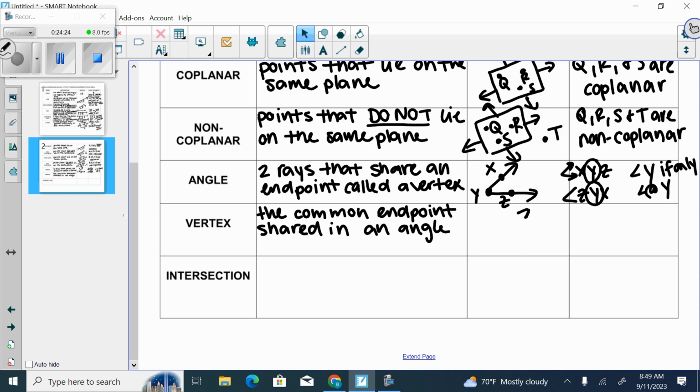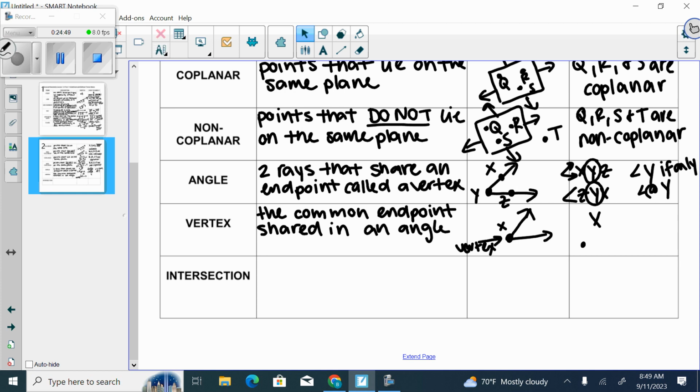Whenever you have an angle, this point that they share right here, that's your vertex. Maybe I'll just call it X this time, but this would be the vertex. Okay, and your vertex is always just a point. And remember, we said we always name a point with a capital letter, right? So here, it could be X.